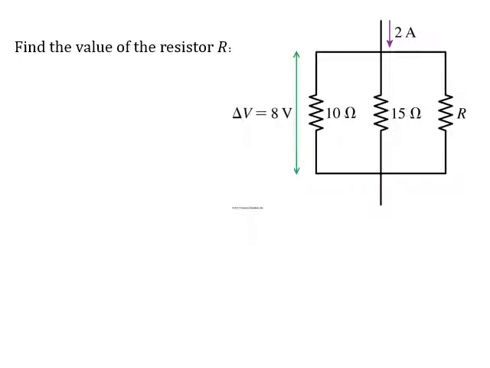Let's say we have 3 resistors, and we can see that they're all connected in parallel because the top of the 10 ohm goes to the top of the 15, which goes to the top of that one R. The bottom of the 10 ohm goes to the bottom of the 15, which also goes to the bottom of the R. So they're all connected in parallel. We want to find the value of that resistor R. So what's that going to be equal to? Right off the bat, we know that things in parallel have the same potential.